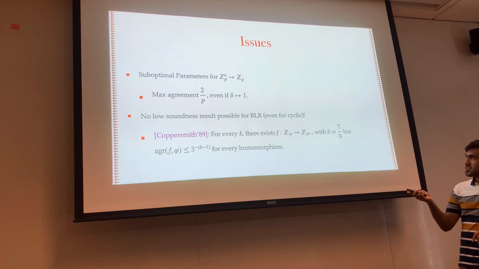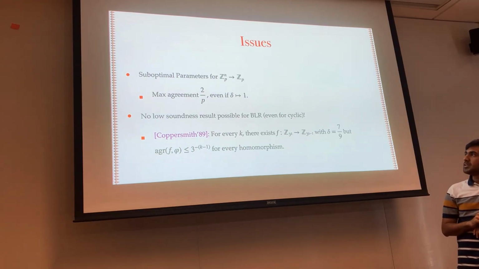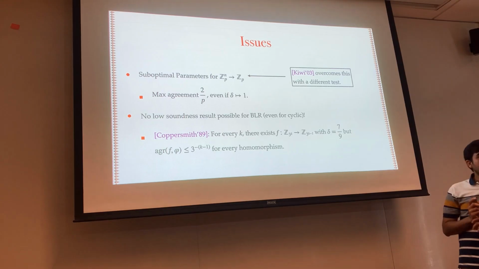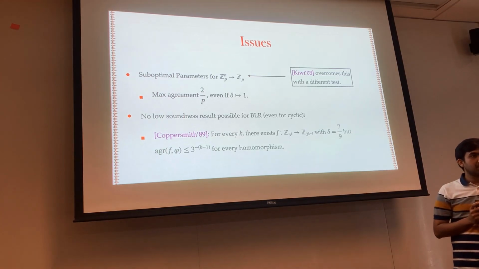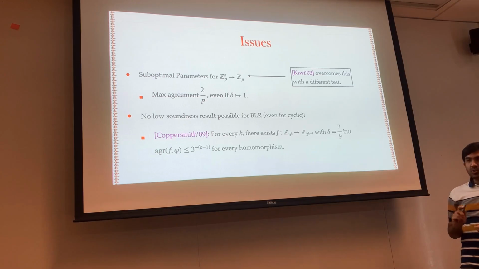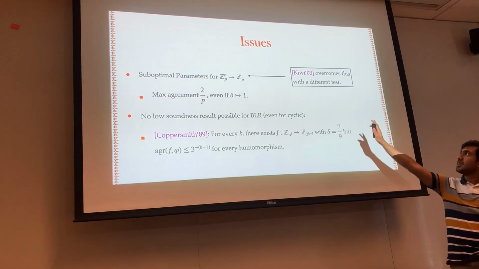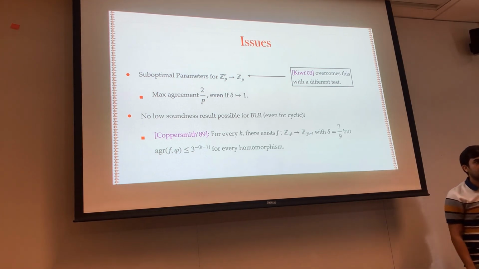Right, so this is just showing that BLR will not work, even for cyclic groups. The first one was actually corrected by Kiwi. Kiwi gave a variation of the BLR for the ZP case and got rid of this factor. That's more or less what we have in terms of homomorphism tests: the BLR for those and the Kiwi variation of the BLR.